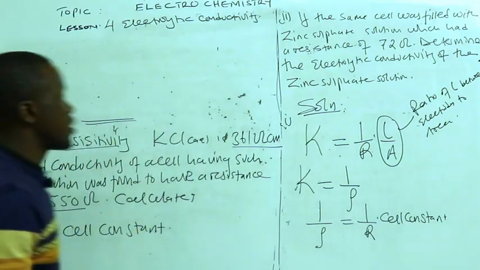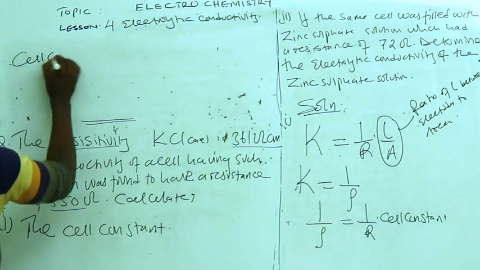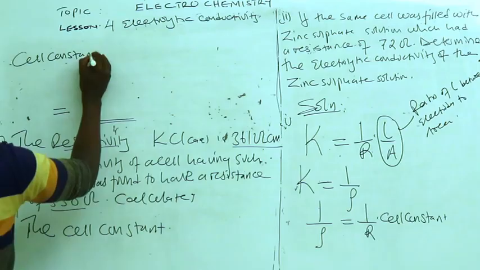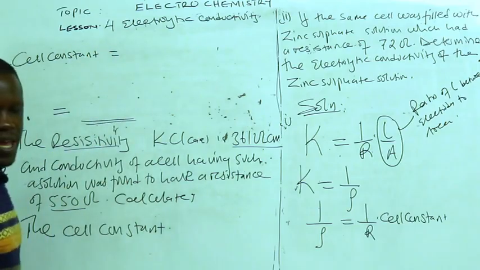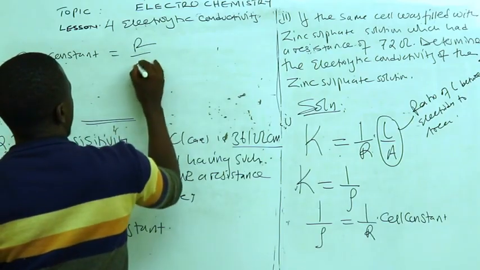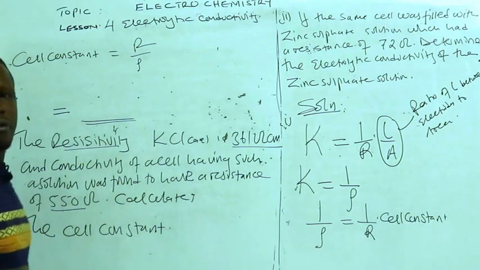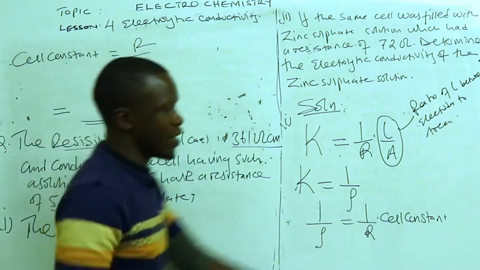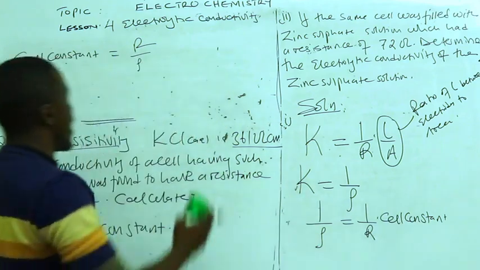So what is the cell constant now? Cell constant, according to that expression, would be R over rho, resistance over resistivity, making cell constant the subject here by cross multiplying.